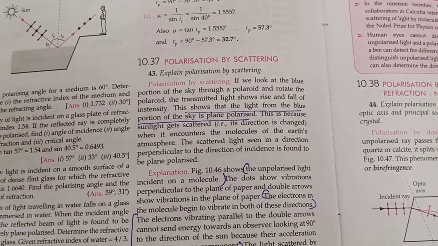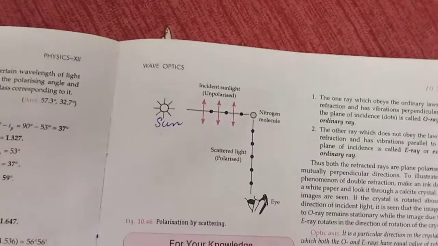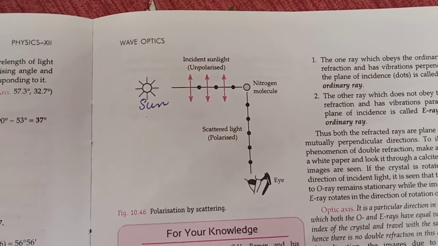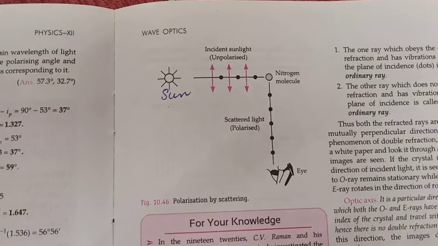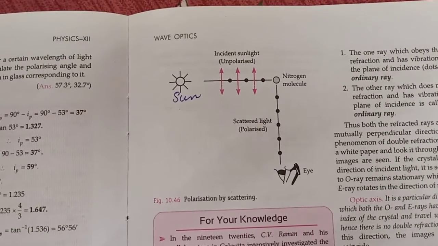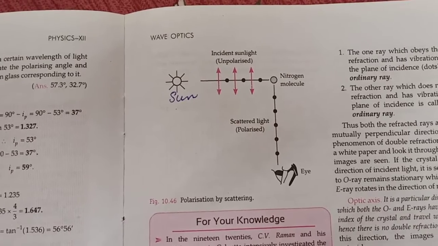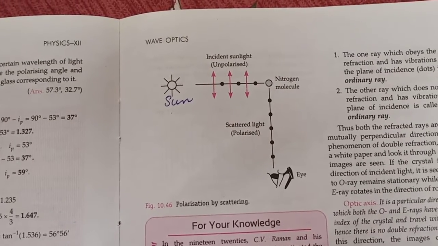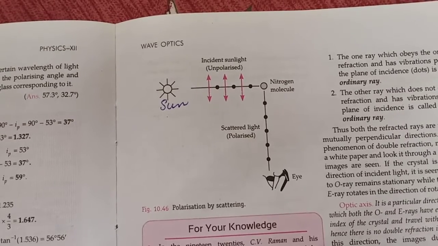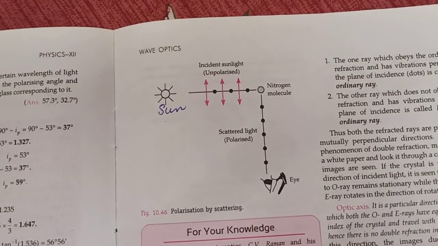Next method is polarization by scattering. If we look at the blue portion of the sky through a Polaroid and rotate the Polaroid, the transmitted light shows rise and fall of intensity. This shows that the light from the blue portion of the sky is plane polarized.